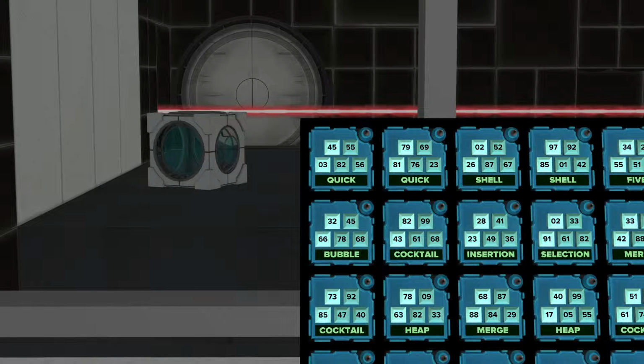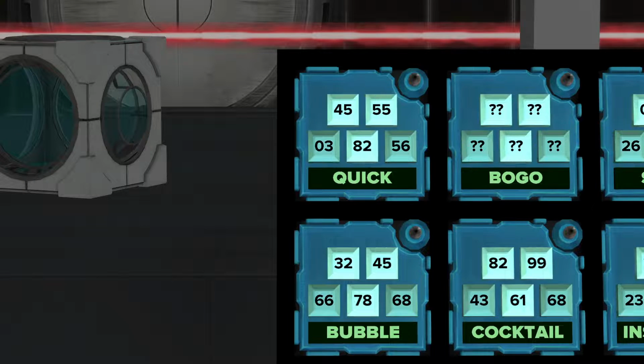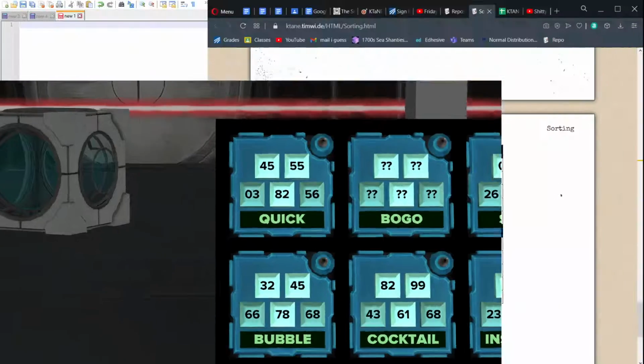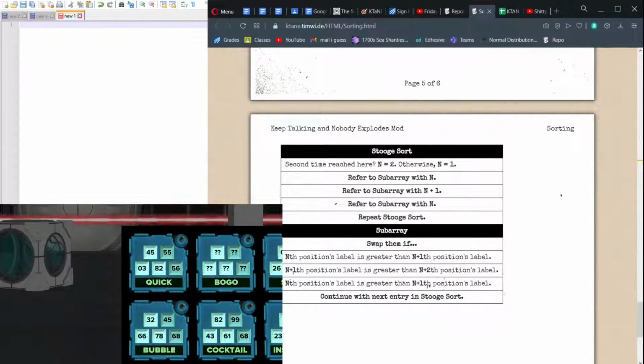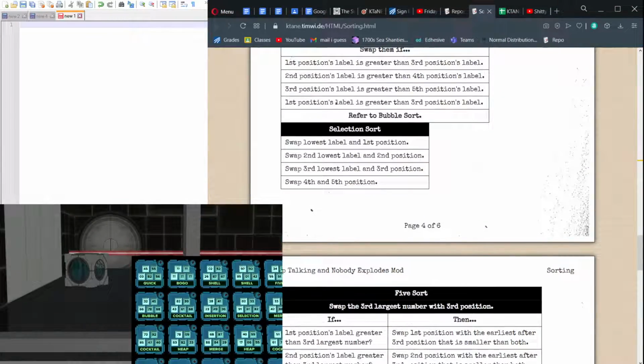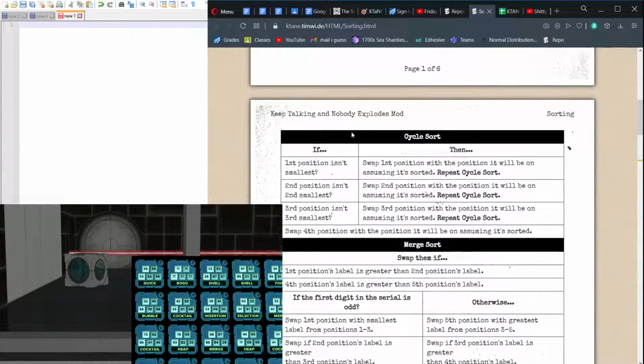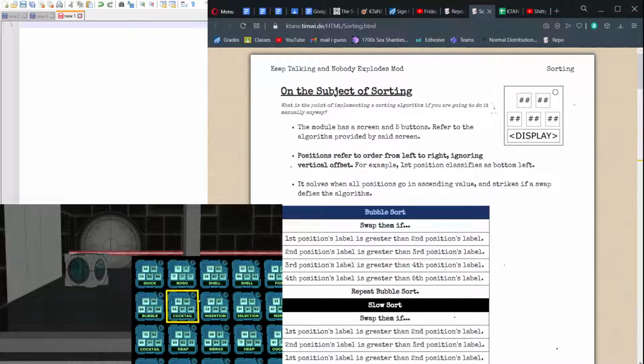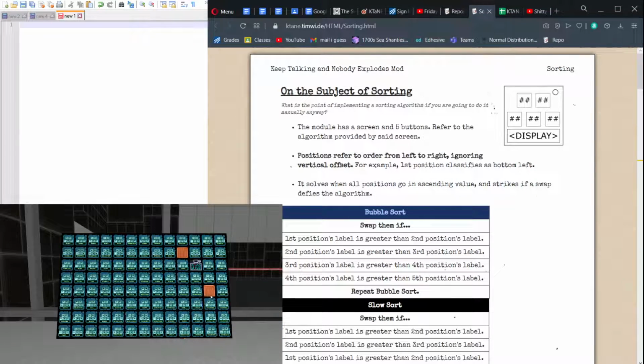Let's take a look at quick sort real quick, and let's take a look at the manual. Actually, it's best if we don't start with quick sort and instead go from top to bottom. But in case you don't know sorting at all, I'll give a quick rundown of what it is.